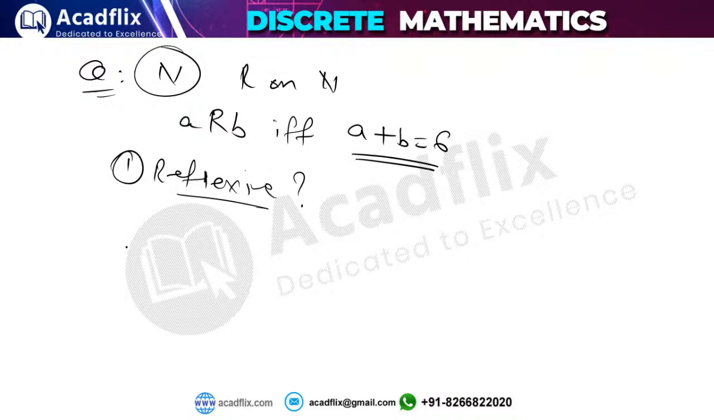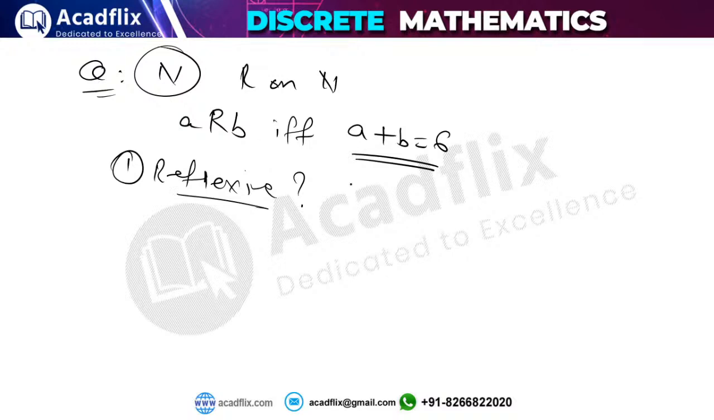Irreflexive means completely, extremely opposite of reflexive. Reflexive says that every element should be related to itself. Irreflexive says that no element should be related to itself. So these are two relations.